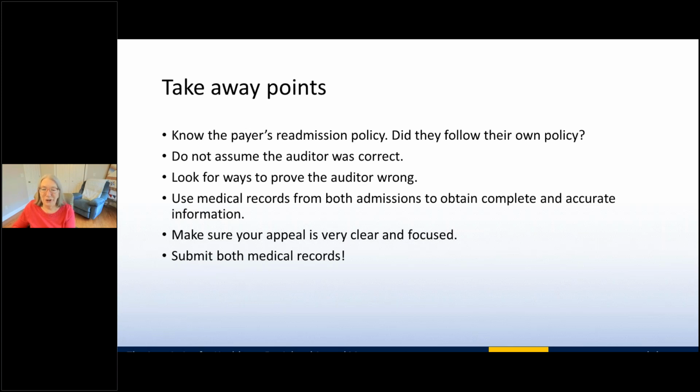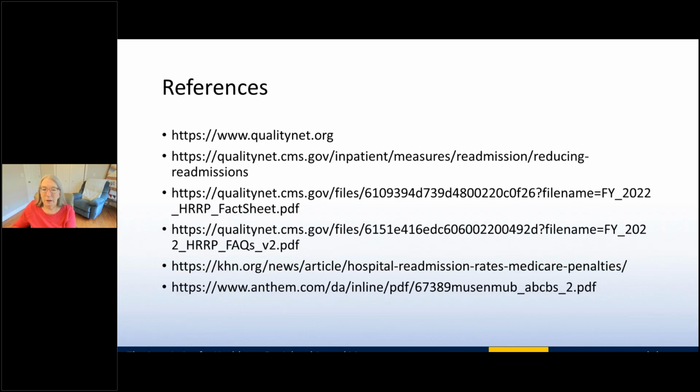Make sure that you're submitting both of your medical records. Look at both of your medical records to obtain complete and accurate information. Just don't look at the second medical record and go by what the doctor said happened during the first admission. That's going to be a very brief, abbreviated summary of the patient's first admission. And then just stay very focused and very clear on what it is that you are arguing in your appeal. Okay, now I've got some references for you.